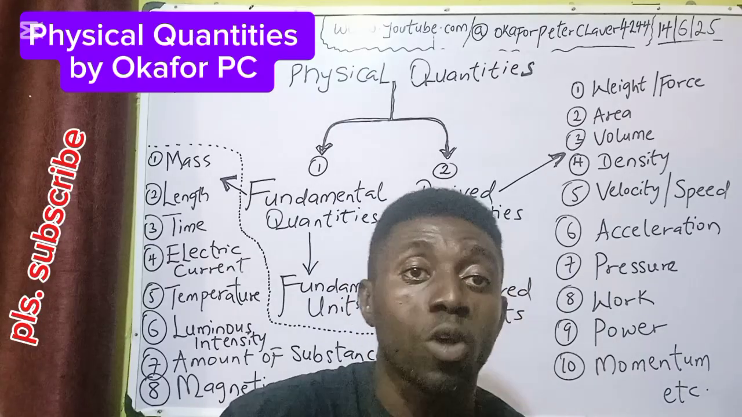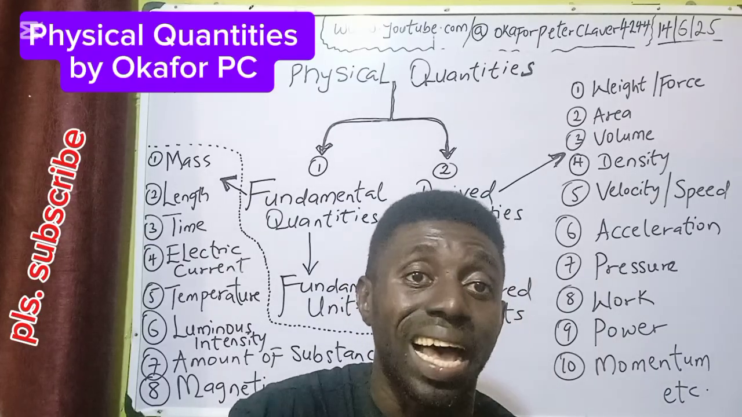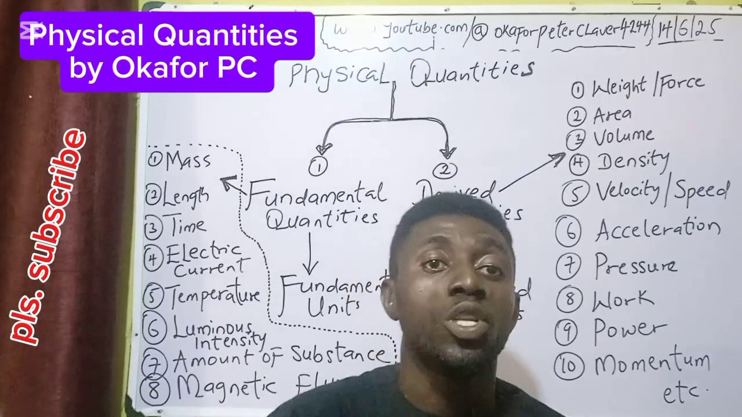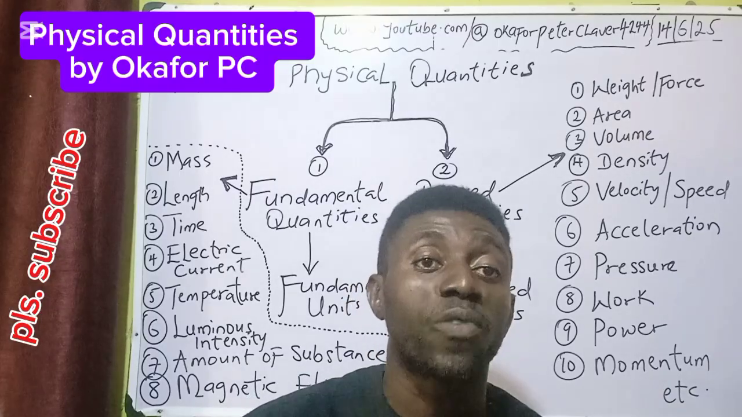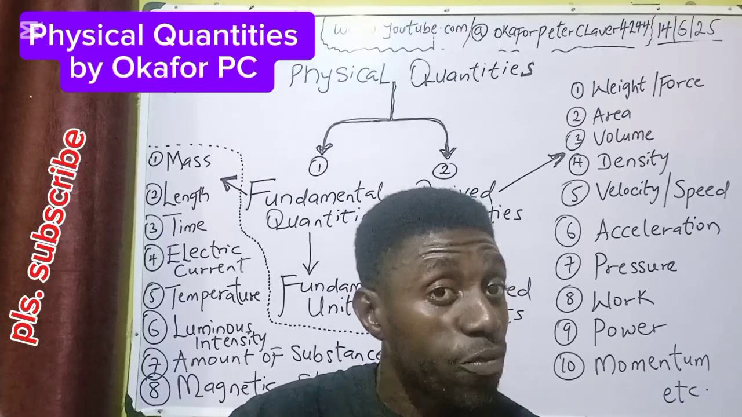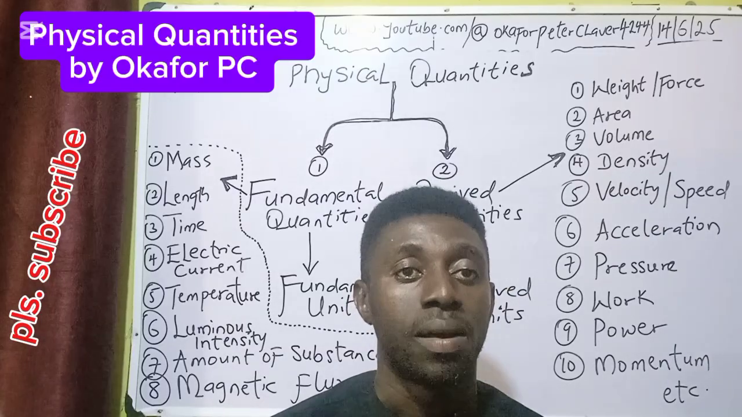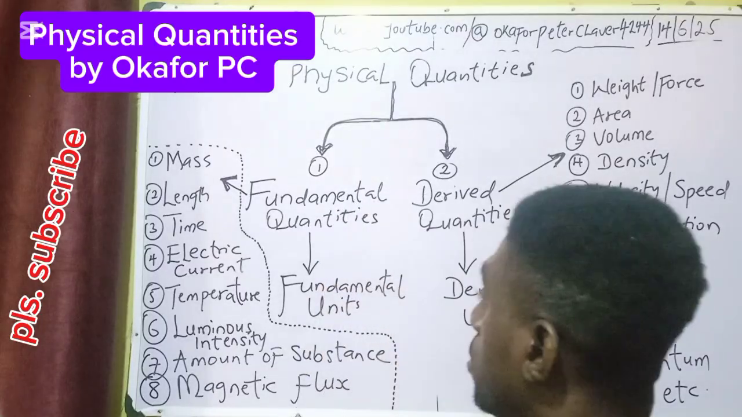The unit of amount of substance is mole. The unit of luminous intensity is candela. The unit of magnetic flux is Weber. While magnetic field is Tesla, in honor of Nikola Tesla. Yeah, these are fundamental units.